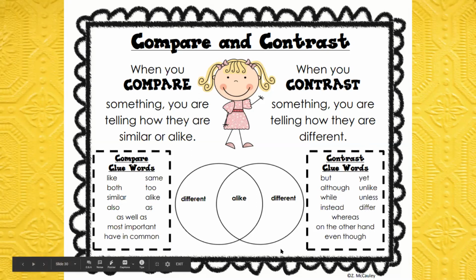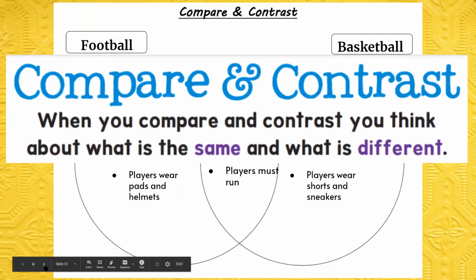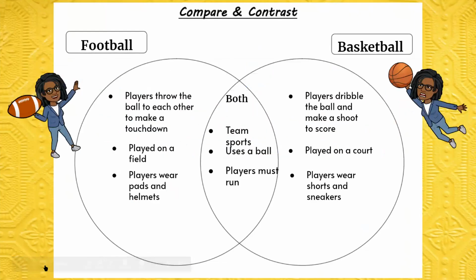Remember last week when we looked at a Venn diagram and we made one? Well, the Venn diagram, you have two circles that overlap. On the inside of both of those circles, you put what's alike. And what's on the outside of those circles, you put what's different. This is what we created last week. We compared football and basketball. We said that both football and basketball are team sports. They use a ball and players must run.